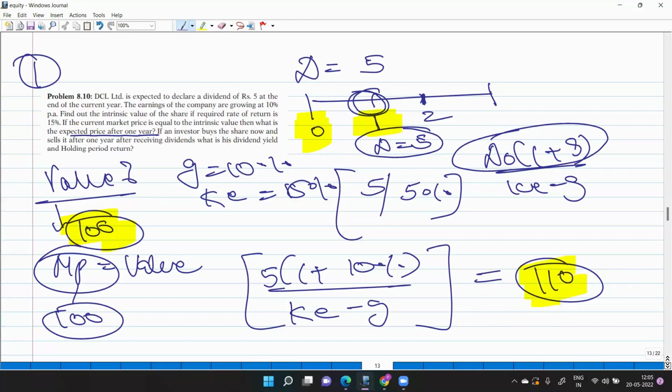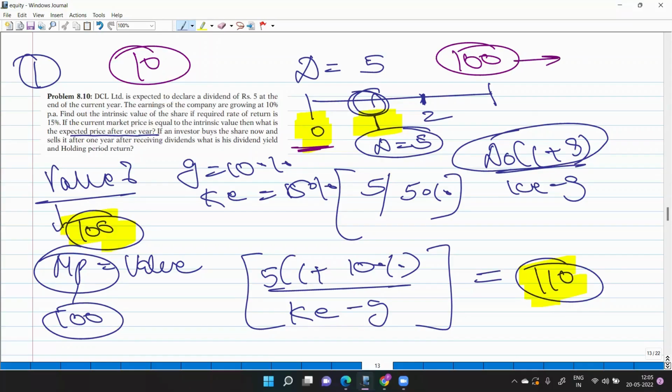So can I say capital appreciation हुआ 10 का? Right. Now, if an investor buys the share now, मतलब यहाँ पर 100 का शेयर खरीद कर, sell it after 1 year, sell it at the rate of 110. Receiving dividend, what is the dividend yield and the holding period return? Now, how will you calculate the dividend yield?